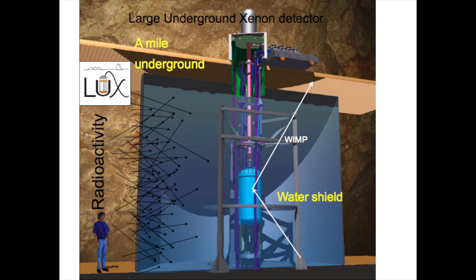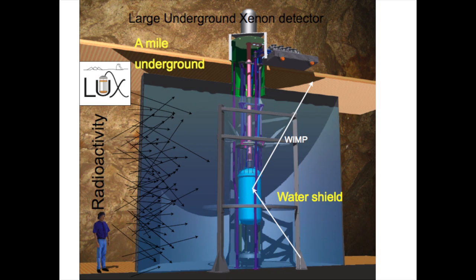So we put the detector inside a water tank that's about a radius of about 4 meters. And that water is purified using commercial technology. And any radioactivity that's coming from outside the water tank will tend to get stopped. It'll just get absorbed in the water. And so that's a good thing.